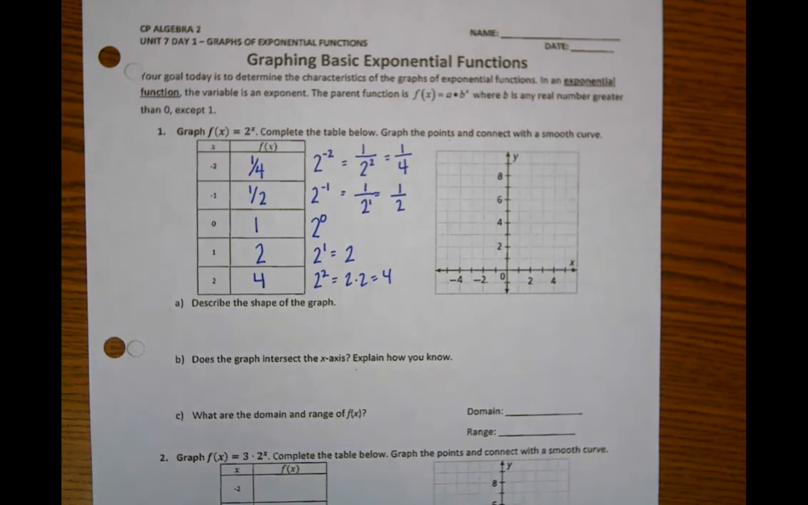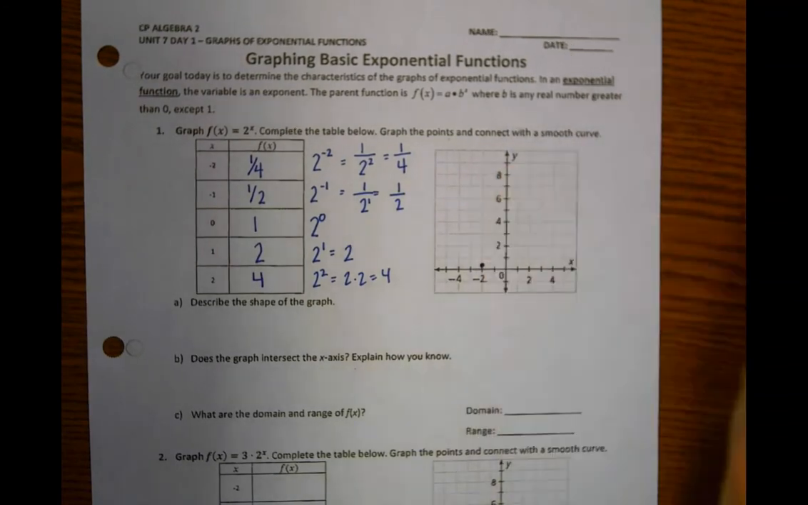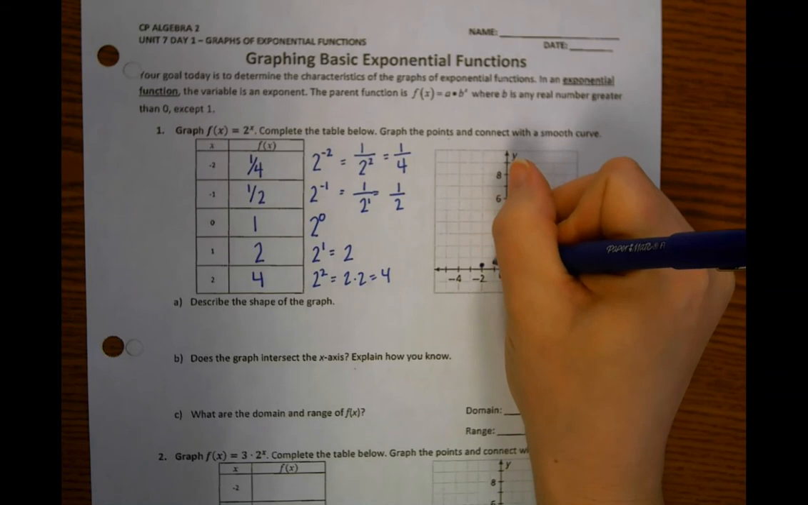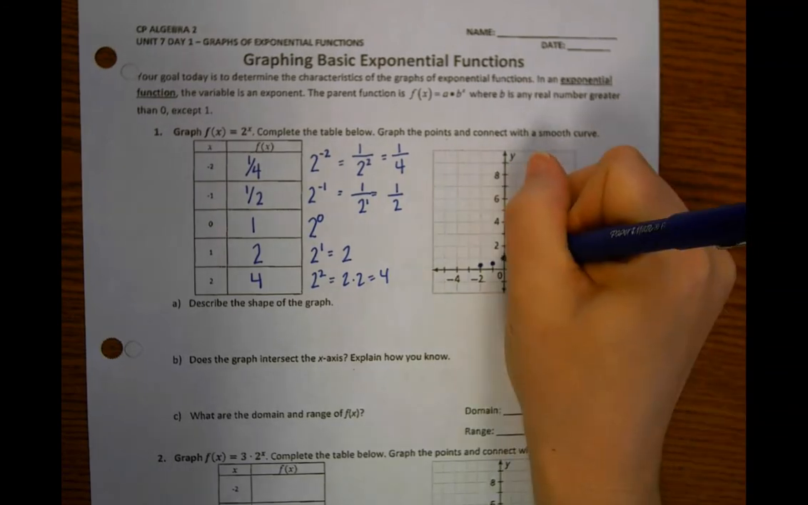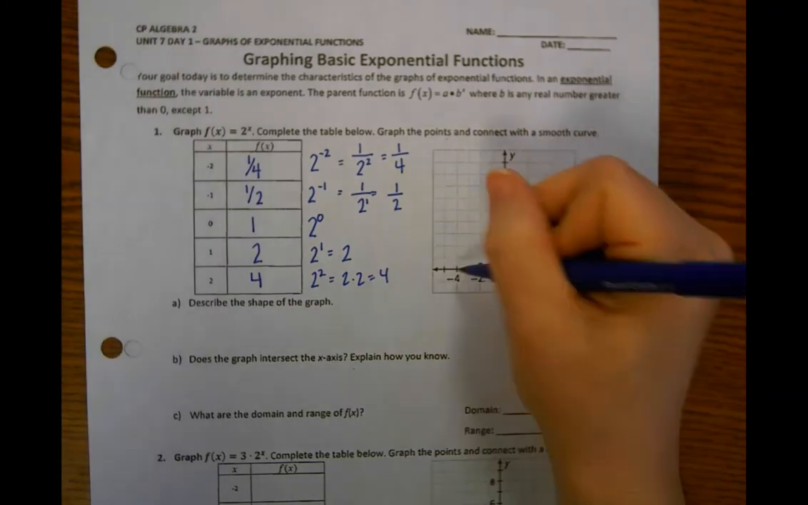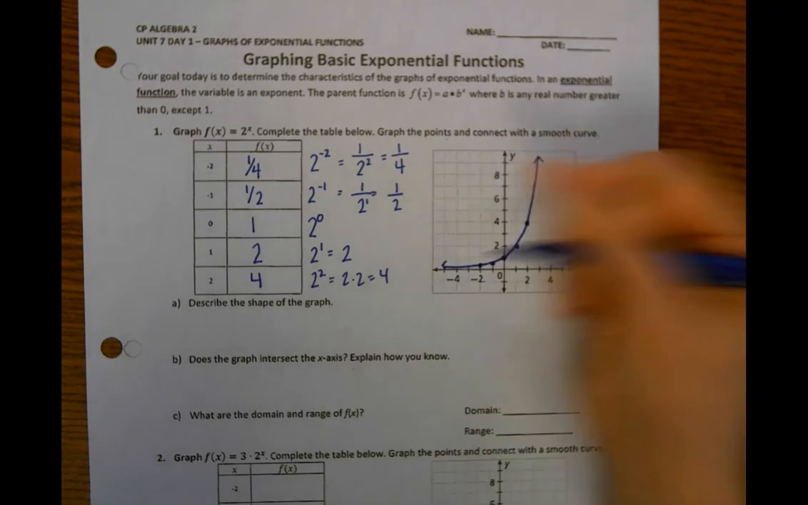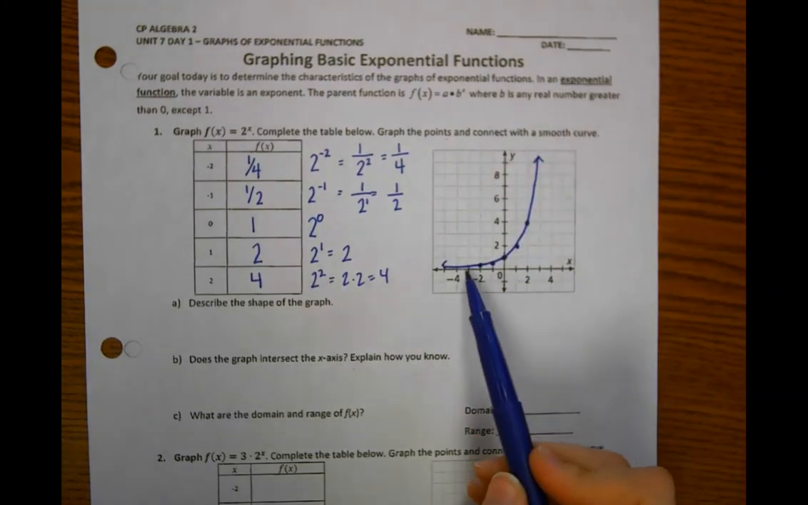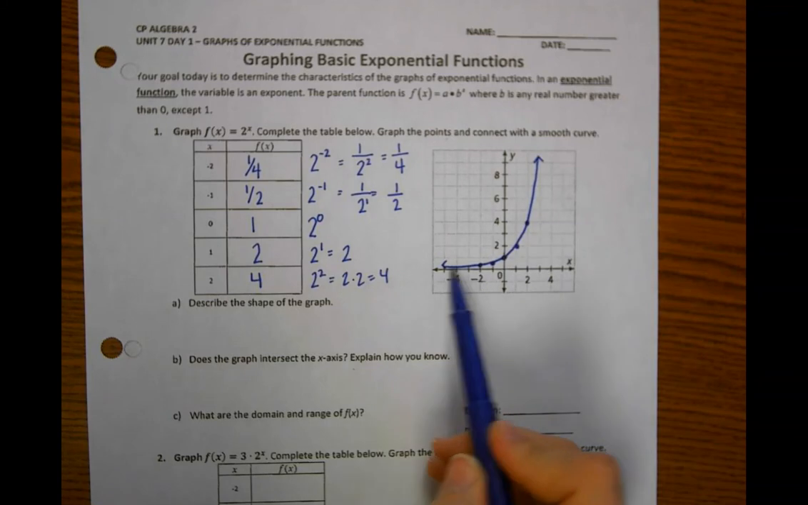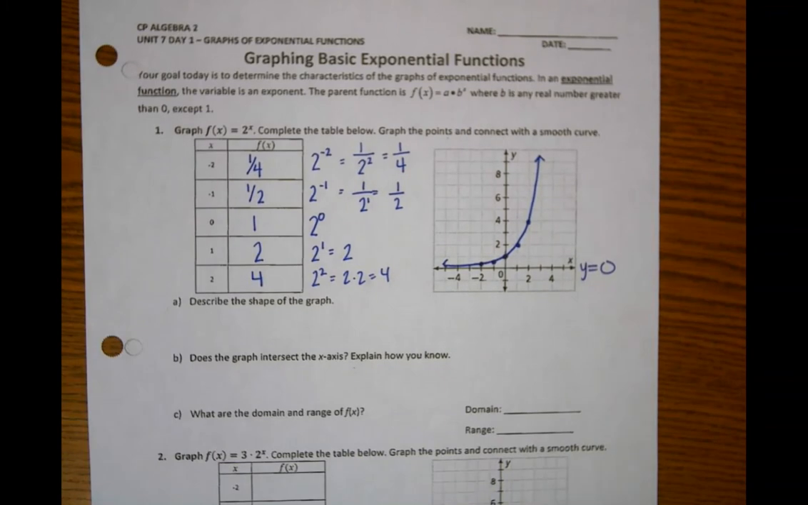So we plug in these x values to find their y values, and then we're going to sketch this graph. So if I have negative 2 and 1/4, that's just a little bit above 0. Negative 1 and 1/2, so that's a little bit bigger. 0, 1, 1, 2, and 2, 4. And that's going to make us a graph that looks like this. A couple things to note is that this graph is never going to cross our x-axis. So this also has a horizontal asymptote of y equals 0, if we remember our horizontal asymptotes from our rationals unit.